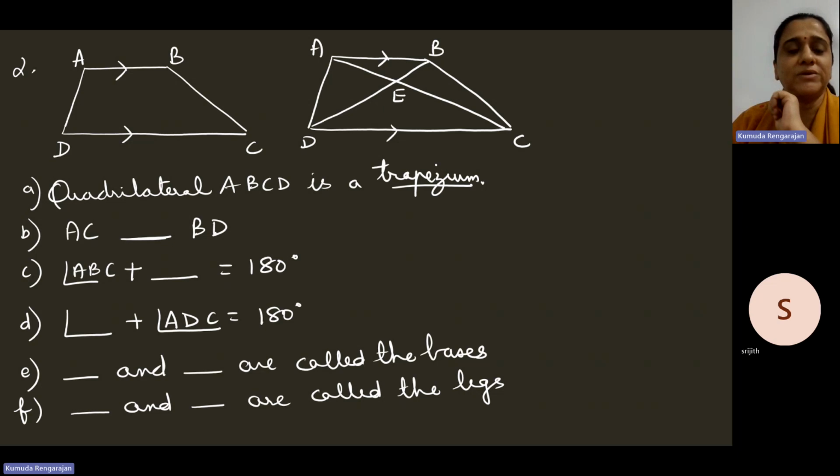What do you know about the diagonals of a trapezium? AC and BD. What can you say about the diagonals? If they are equal or not equal, right? In a trapezium, the diagonals are not equal. In an isosceles trapezium, the diagonals are equal. So here AC is not equal to BD. Correct?